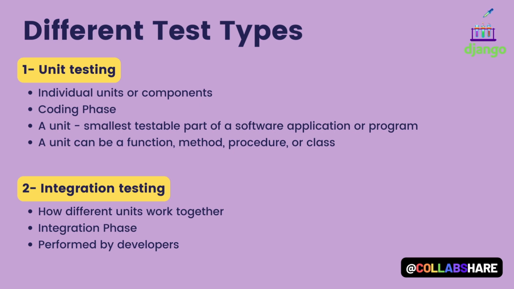It is a type of testing that involves testing individual units or components of the software in isolation from the rest of the system. In software testing, a unit refers to the smallest testable part of a software or program. A unit can be a function, method, procedure, or class. This type of testing is typically performed by developers during the coding phase to ensure that each unit is functioning correctly and meeting its requirements.